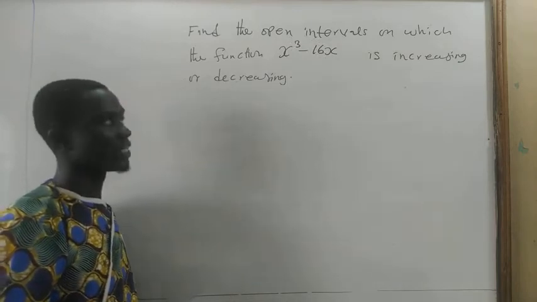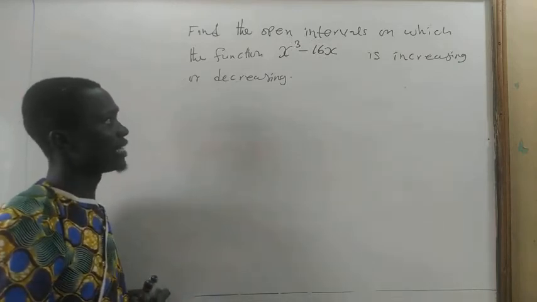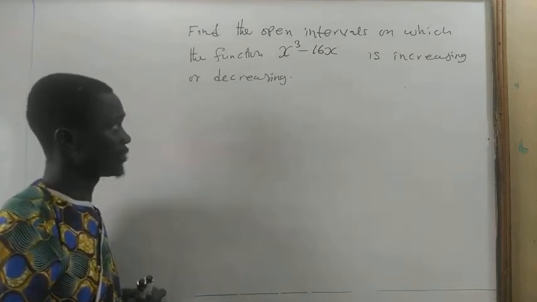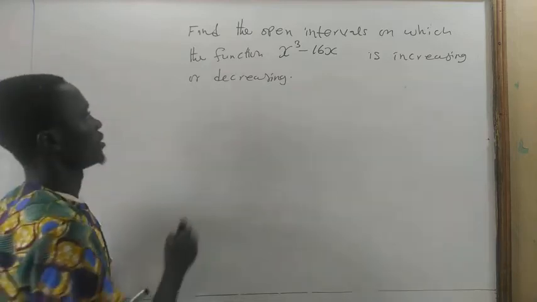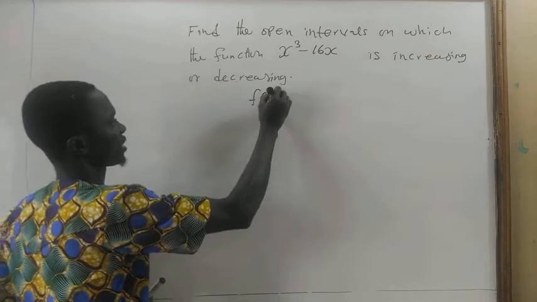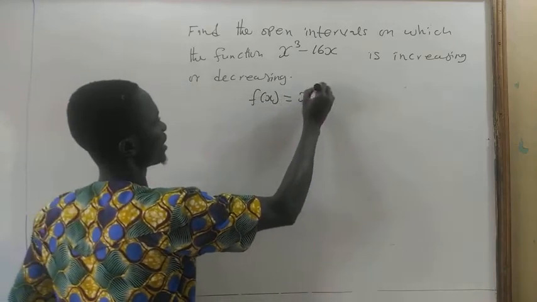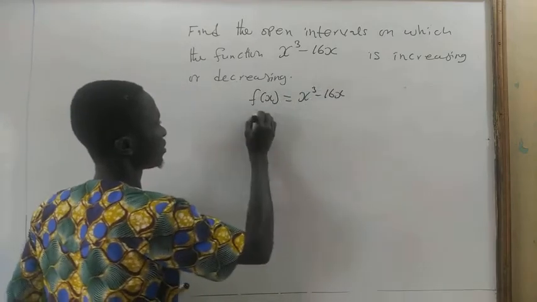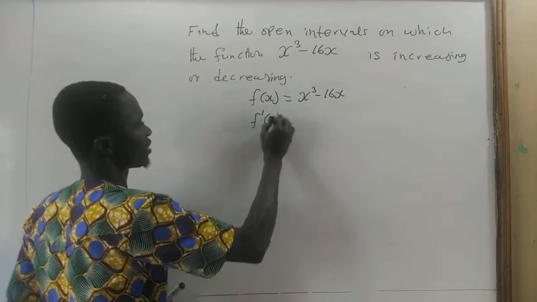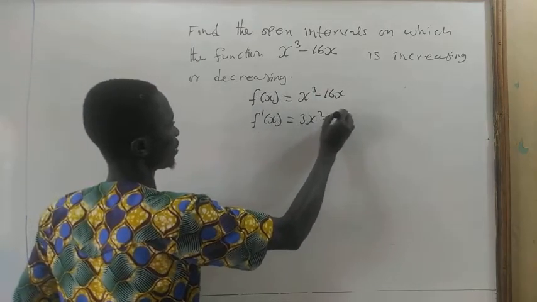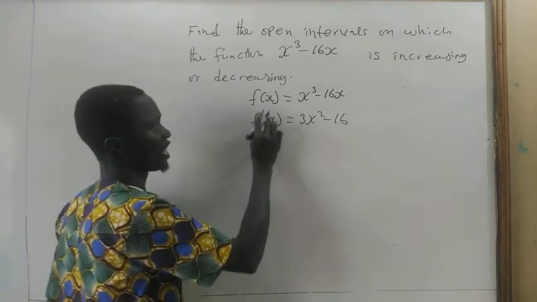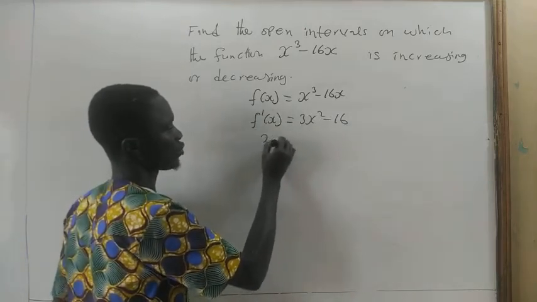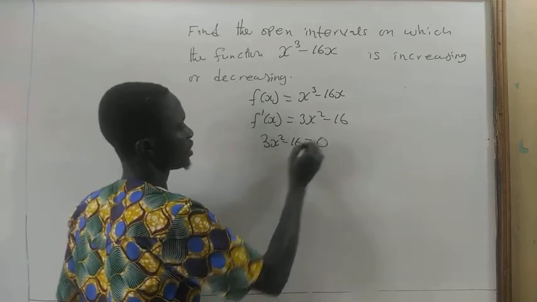The next example is, find the open intervals on which the function x cubed minus 16x is increasing or decreasing. So we take our f of x to be equal to x cubed minus 16x, f prime of x equal to 3x squared minus 16. Then we are going to find the critical points. We put f prime of x equal to 0, we have 3x squared minus 16 equal to 0.